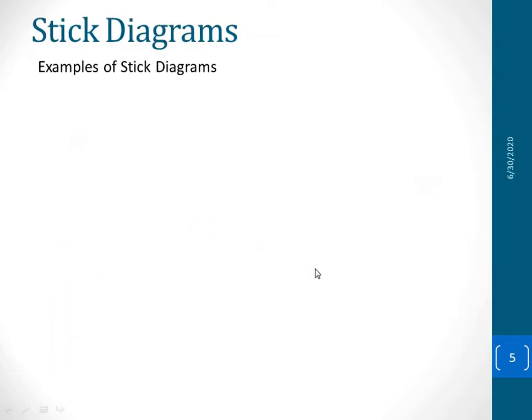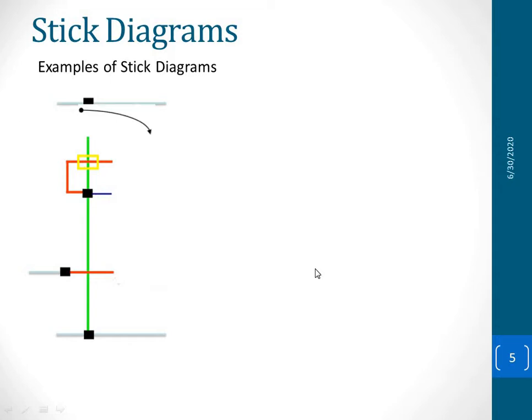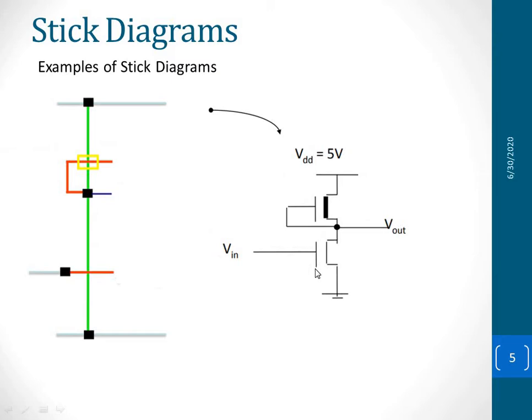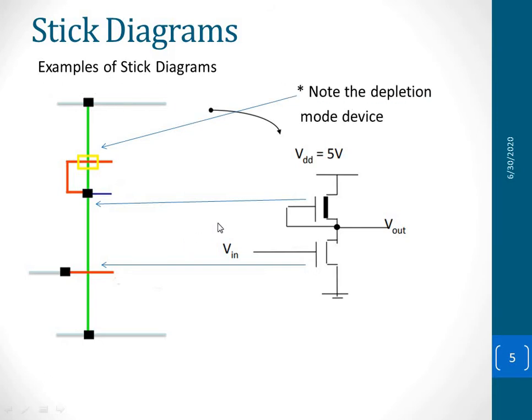Likewise we can make up the stick diagram for a depletion mode NMOS inverter. We have the NMOS with the depletion load, the same thing is shown here. This depletion MOSFET is what is here, you can see the contact here, and the NMOS is shown here. So this is the depletion mode device.